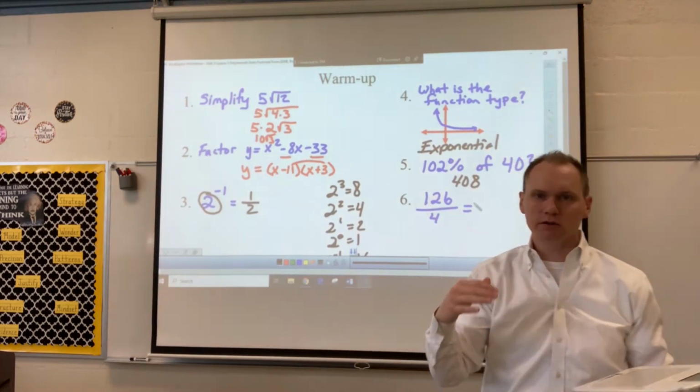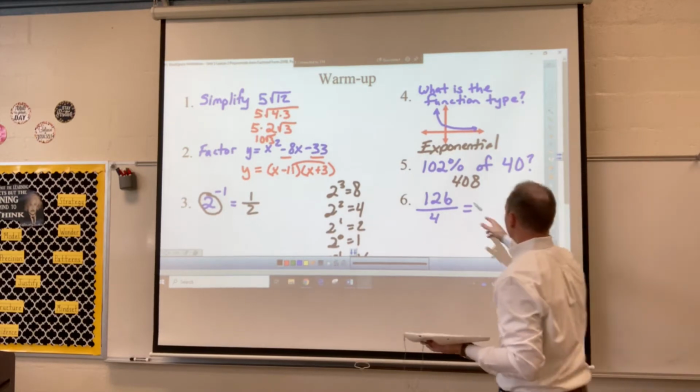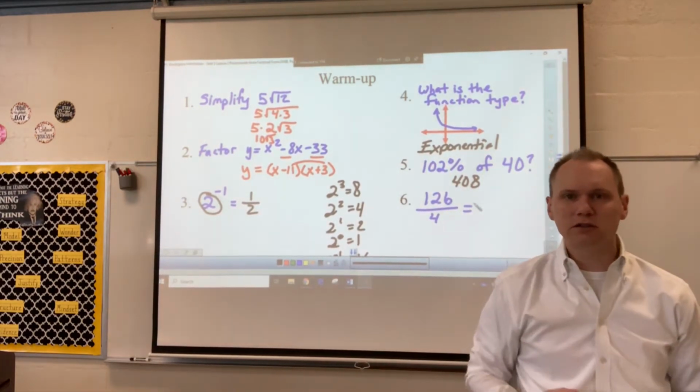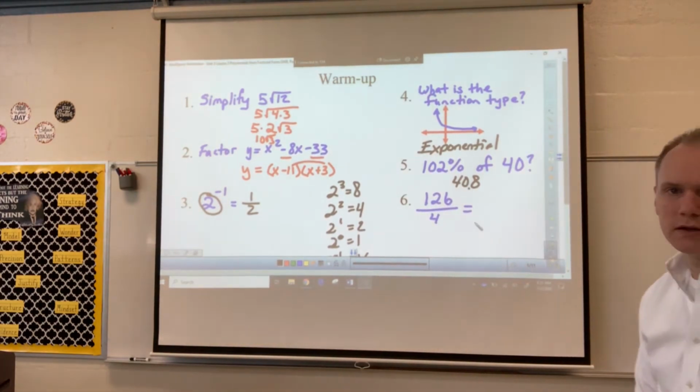100% of a value is the value itself. So 100% of 40 would just be 40. Just over 100% should just be a little bit more than 40. And so it makes sense here that it is not 408, but 40.8.